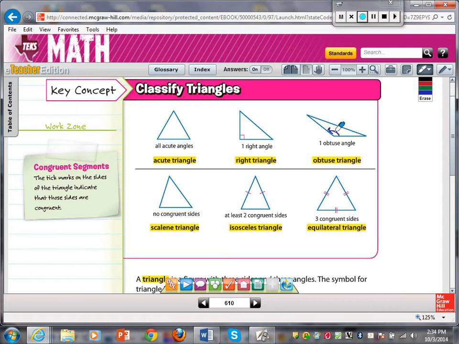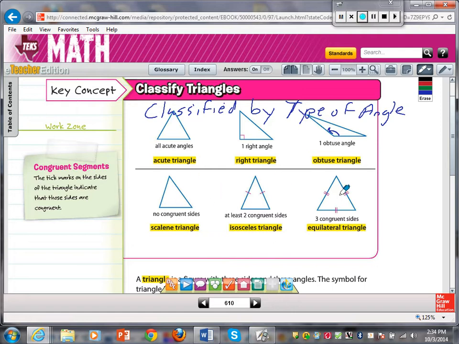Okay, so basically these three triangles are classified by type of angle. Okay, now there's also another way to classify triangles, and that is by the type of side lengths or line segments that they have.